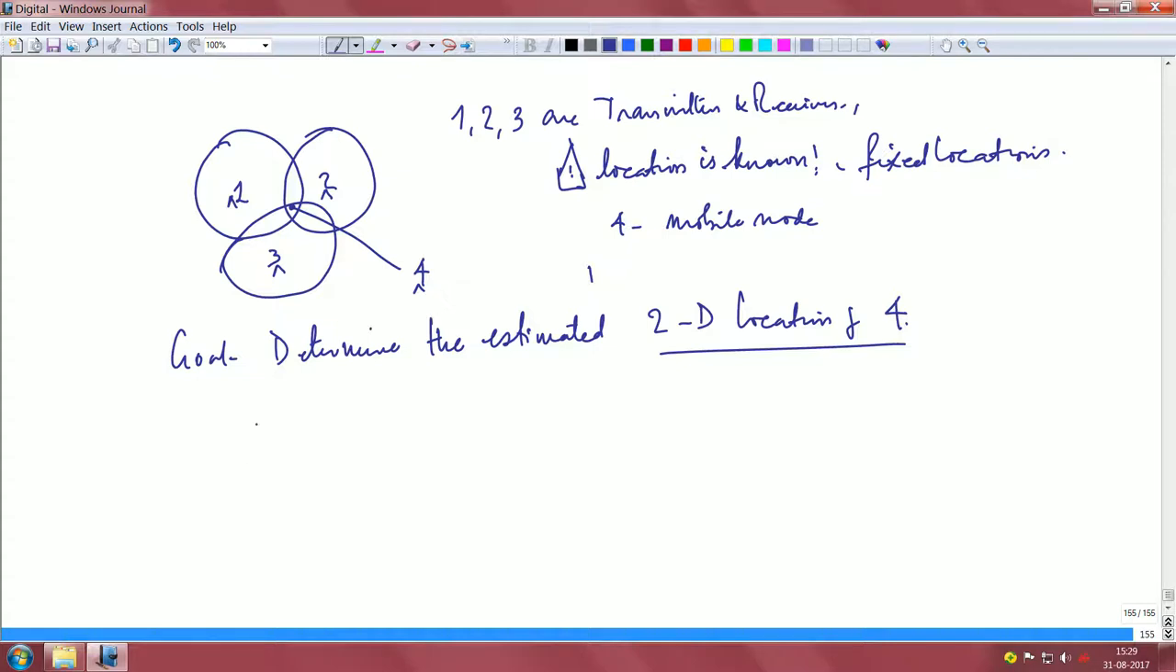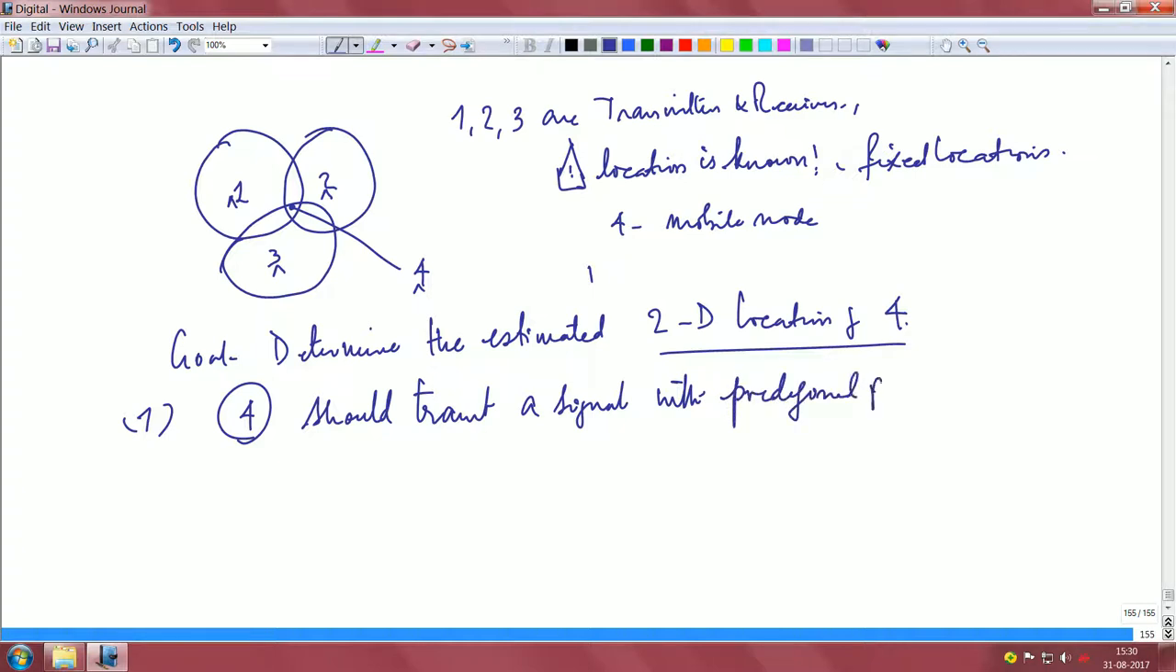Now, the location estimation basically begins with node 4. The first step is, what should 4 do? It should transmit a signal with predefined power. The transmit power is known to nodes 1, 2 and 3. Remember, 1, 2, 3 are transmitters but also receivers. They can also receive the signal from 4. That is very, very important.